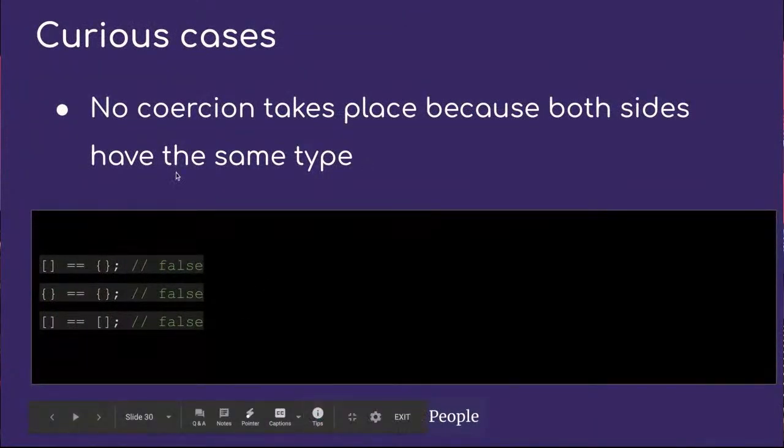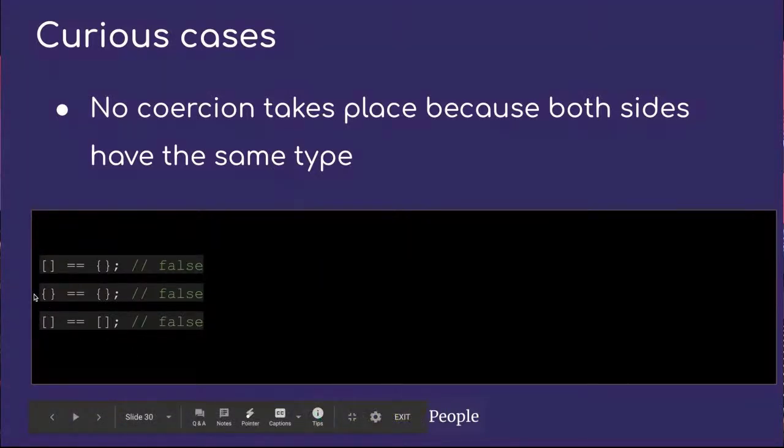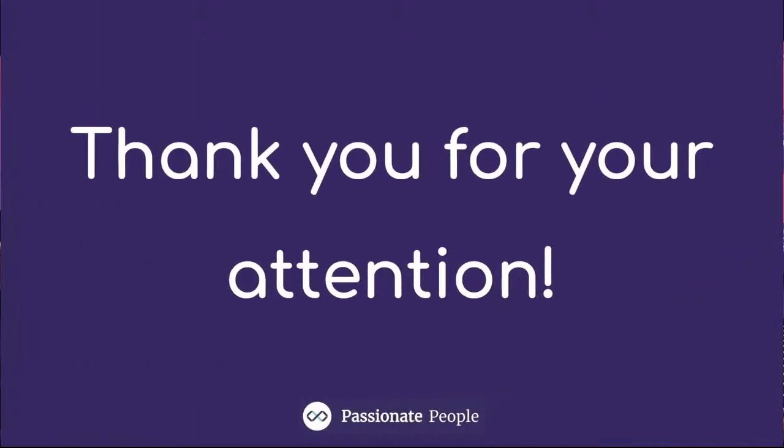And here, you might think again these should be converted to numbers, but no, that's not what's happening. The coercion doesn't happen because it only takes place when both sides are of different types, and here both sides are objects. Even when you're comparing an array and an object, typeof array is also object, so there is no type coercion happening. All right, that was it.